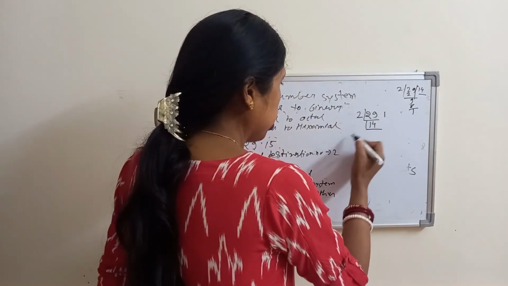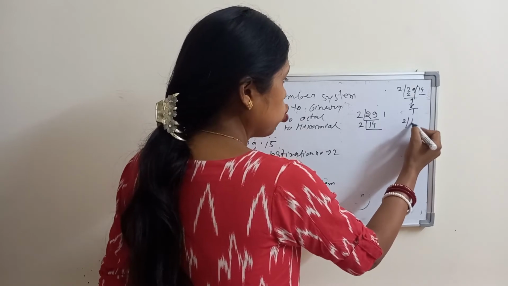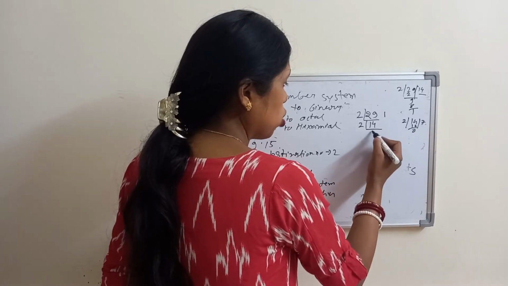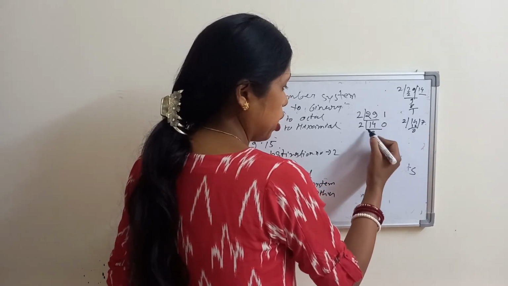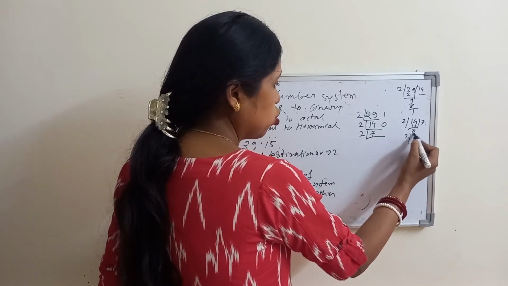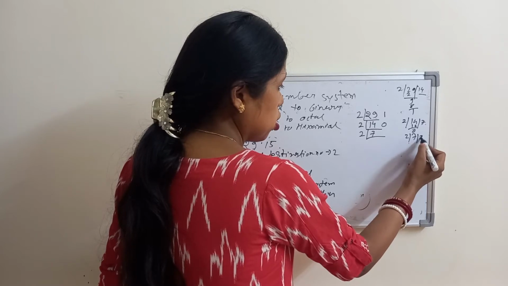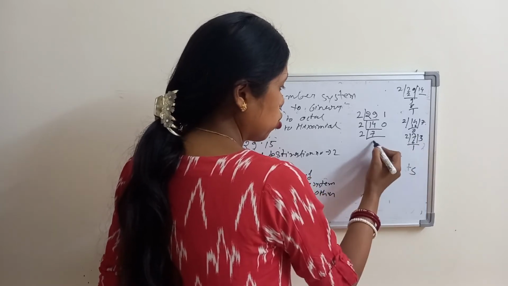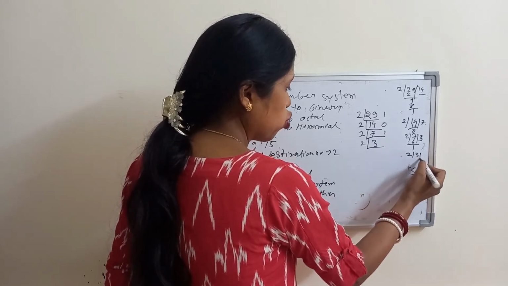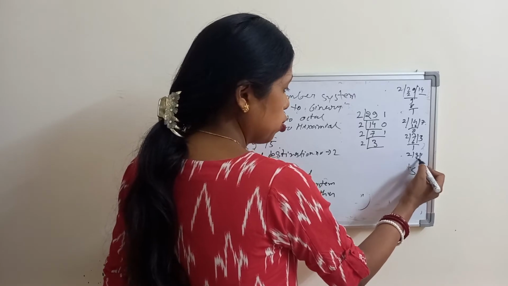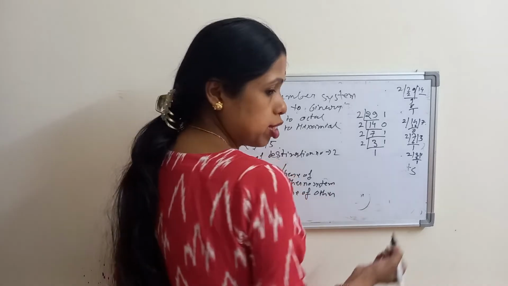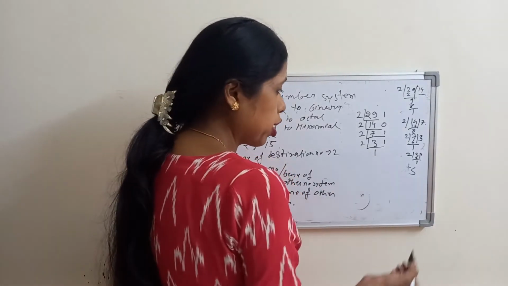So now again divide 14 by 2, you will get 7 as the quotient, and the remainder you write here. Again I divide 7 by 2, so 3 is the quotient and 1 is the remainder. Again I divide 3 by 2, so 1 is the quotient and 1 is the remainder. Now 1 is not divisible by 2, so you will not get anything.